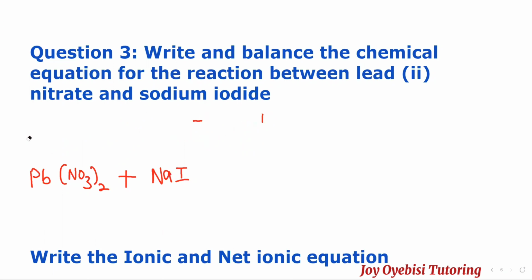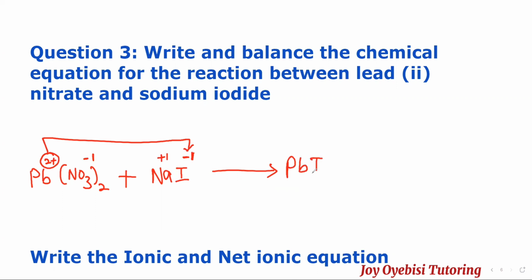Now, when they combine, what do they make? And how can you come about this? Lead has a 2 plus charge. This has a -1. Sodium has a +1. This has a -1. Now, in chemistry, we say that opposite charges attract. So this is going to combine with the negative charge of iodine. And since this is 2, the 2 goes to the iodine, 1 goes to the lead. So you're going to have PbI2.